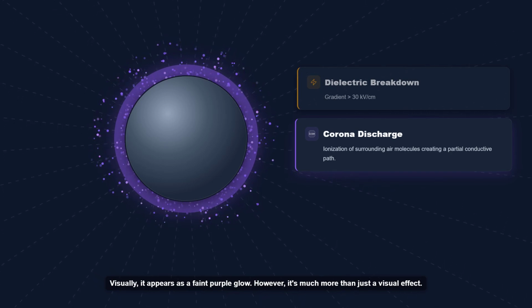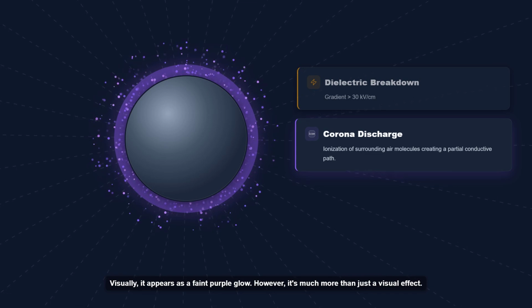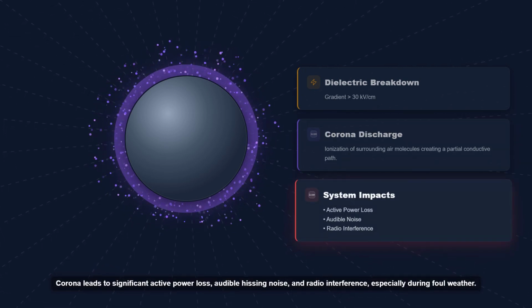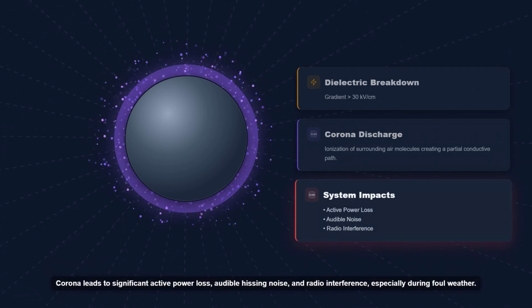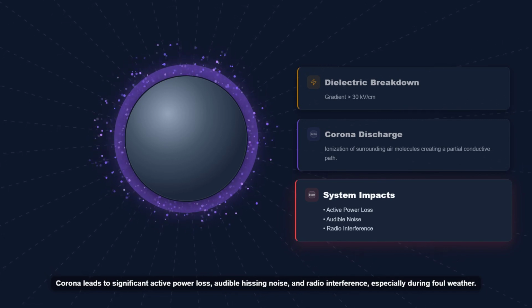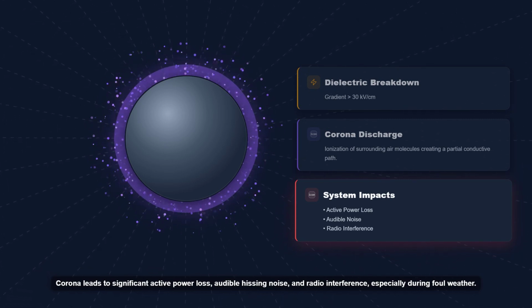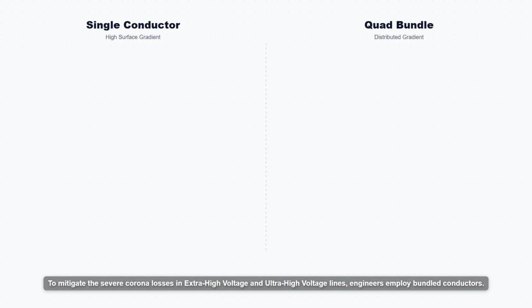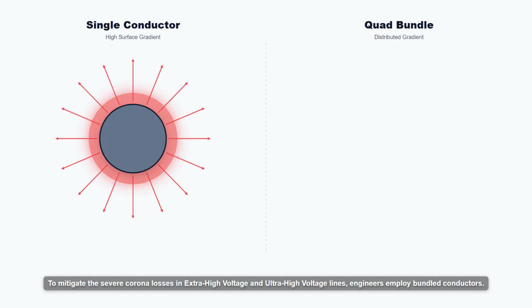However, it's much more than just a visual effect. Corona leads to significant active power loss, audible hissing noise, and radio interference, especially during foul weather. To mitigate the severe corona losses in extra high voltage and ultra high voltage lines, engineers employ bundled conductors.